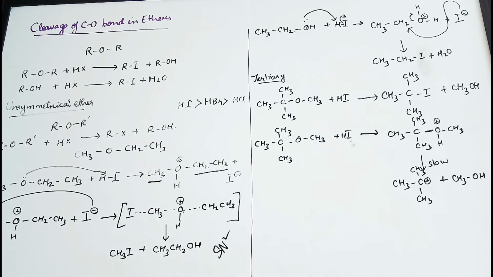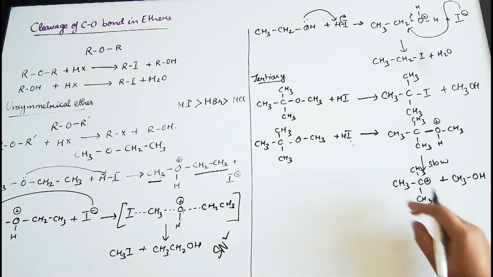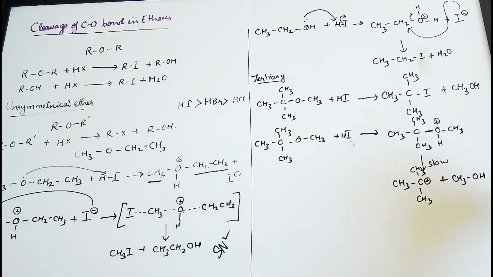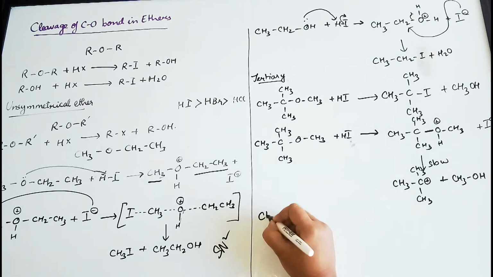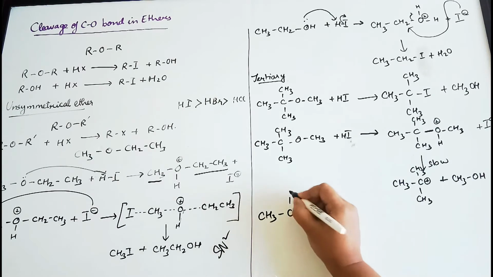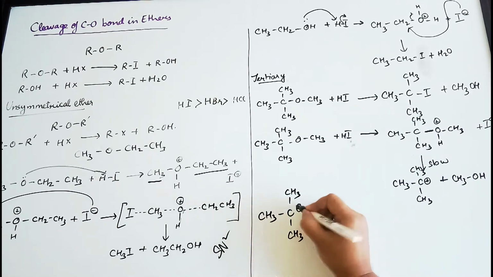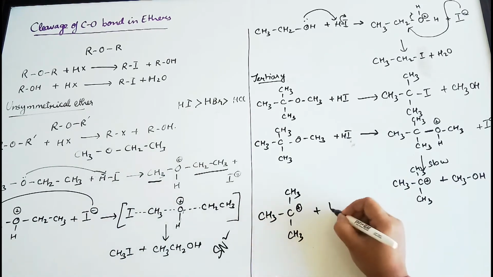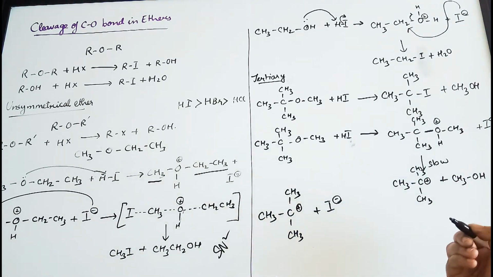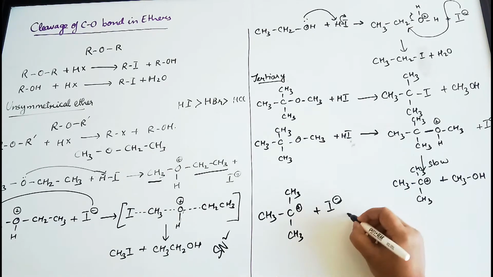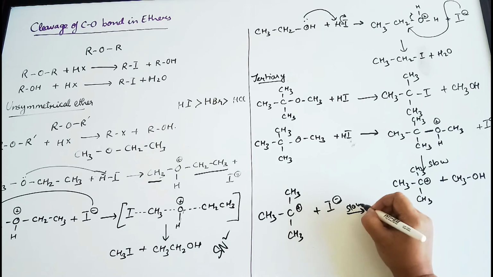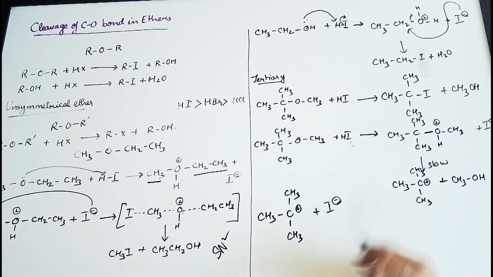Now what happens is this carbocation which is formed is going to undergo a reaction with I minus, which is already present. Let's just write down the carbocation first. And since it has three alkyl groups attached to it, it's quite stable too. So it is going to react with the I minus. Okay, and this is also going to be slow. Oh, sorry, this is fast. I'm so sorry, this is a fast step.